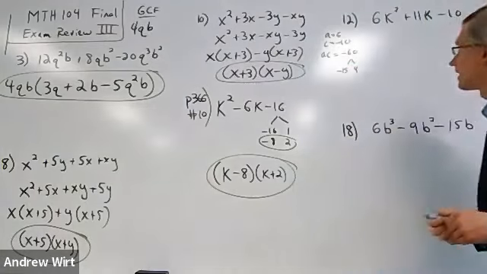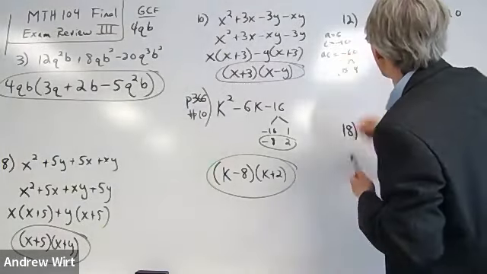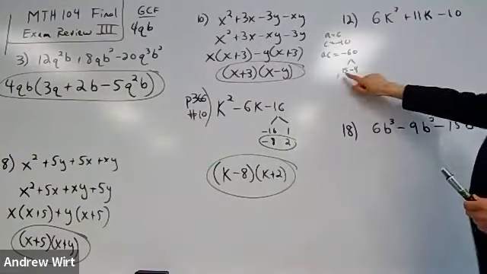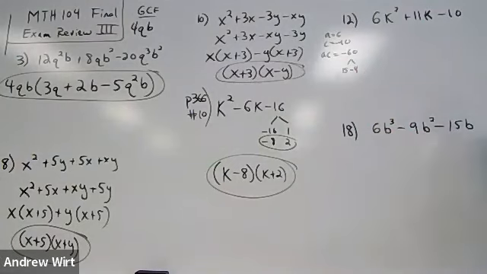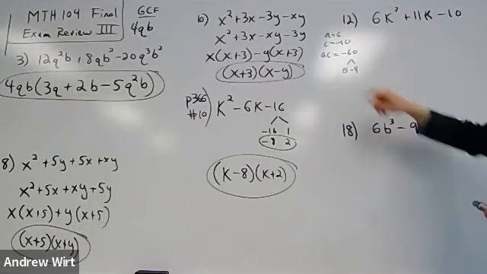And those two numbers will be negative 15 and 4. Wait, wrong side. 15 and negative 4. All right, so those two multiply to get negative 60, add to get 11. So these two numbers we will use to split up that middle term into 15k minus 4k.